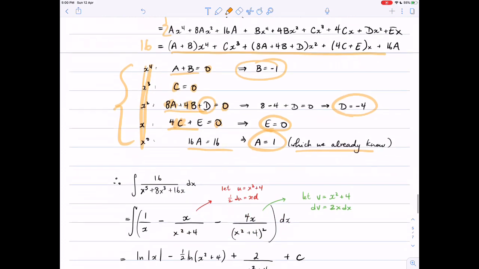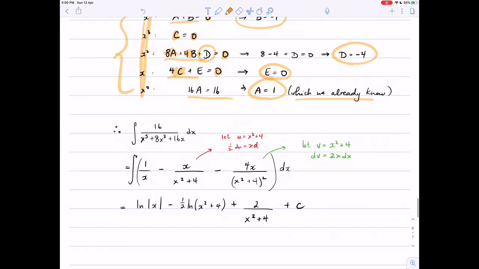So this is the integral that we were asked to solve. We replace it by its partial fraction decomposition, which turns out to be this. If I plug back in the A, B, C, D, and E from up above, I get the antiderivative of 1 over x minus x over x squared plus 4 minus 4x over x squared plus 4 squared.